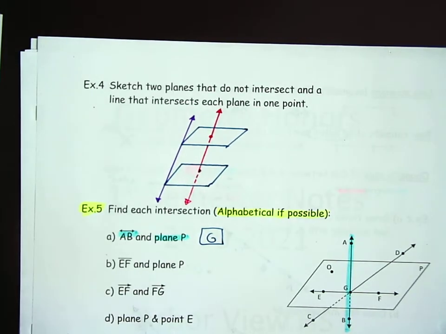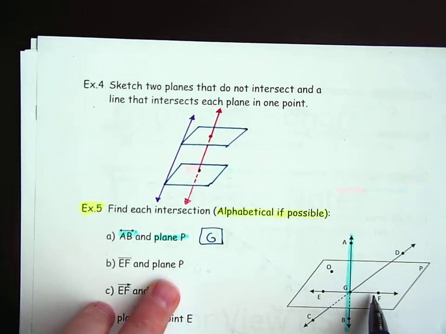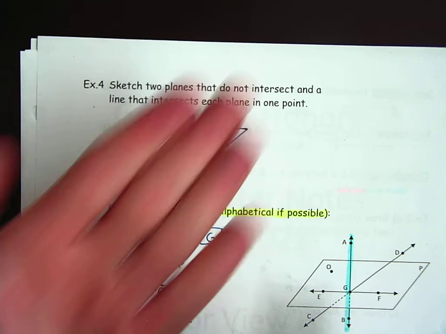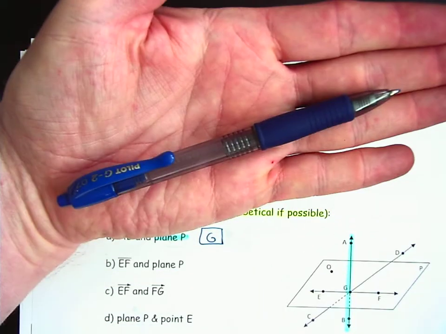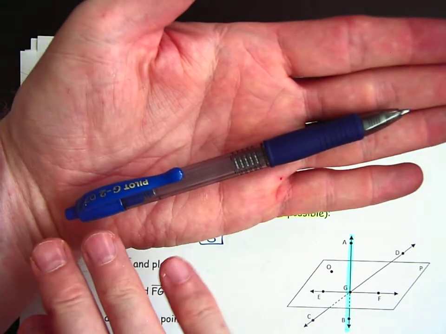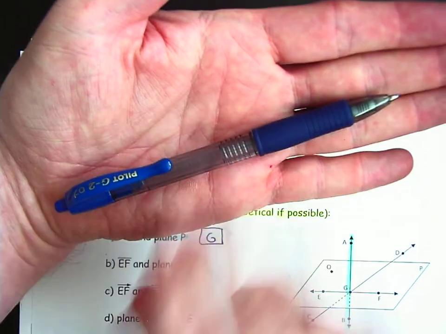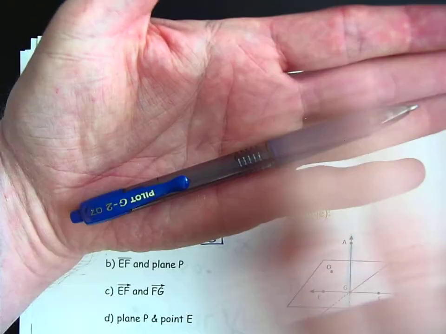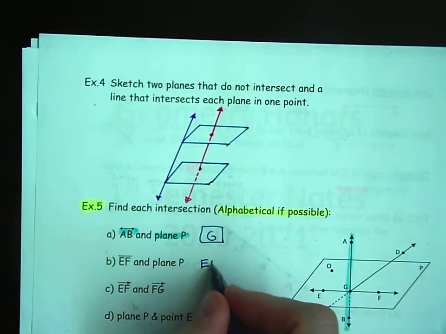Again, pause the video and try to do some of this stuff. Line segment EF and plane P. Well, if this pen is a line segment and it's resting on my hand, where does the pen intersect my hand? Well, everywhere where the pen exists. The entire pen is touching my hand. You got to imagine it's just a line that's not three-dimensional. Okay? So that's the whole line segment.